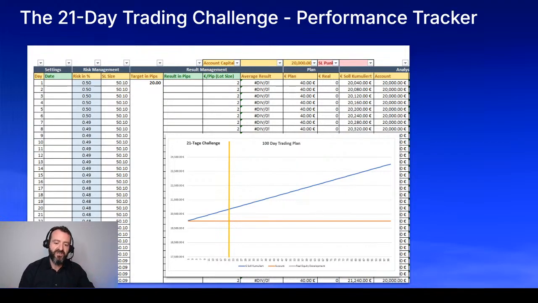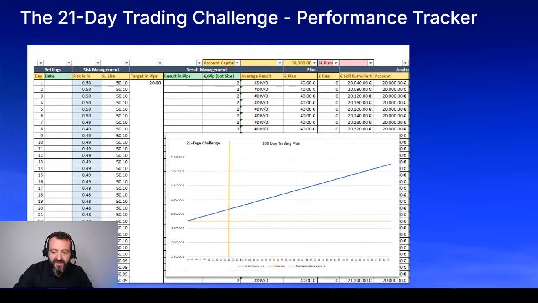Are you overachieving? Are you faster? Are you better? Or are you a little bit underperforming? It will be a gray line. It will always fluctuate a little bit around the blue line. And the best is if it approximately hits the same inclination as the blue line. That's the goal. Or being a little bit faster than the blue line.